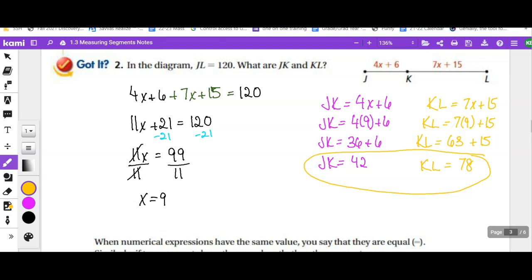So the next thing we do, because we're not finished yet, we want to find out the value of JK. So we get the 9 and we plug it into 4x plus 6. So JK is equal to 42. And then we did the same thing with KL. So we knew that KL was equal to 7x plus 15. We plug in the 9. And then we have KL is equal to 78.